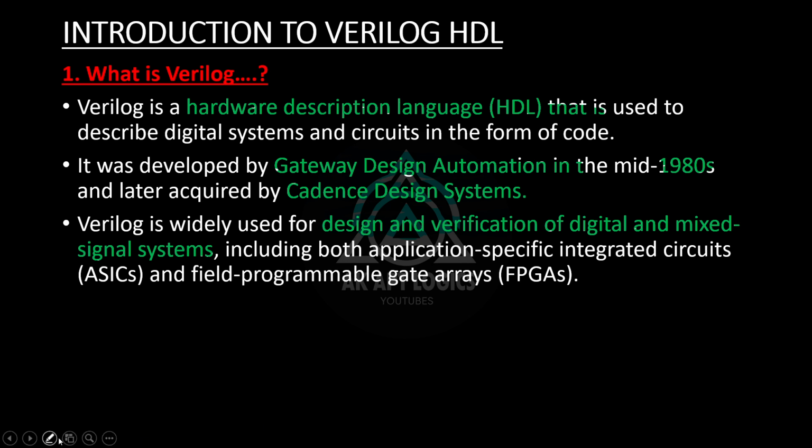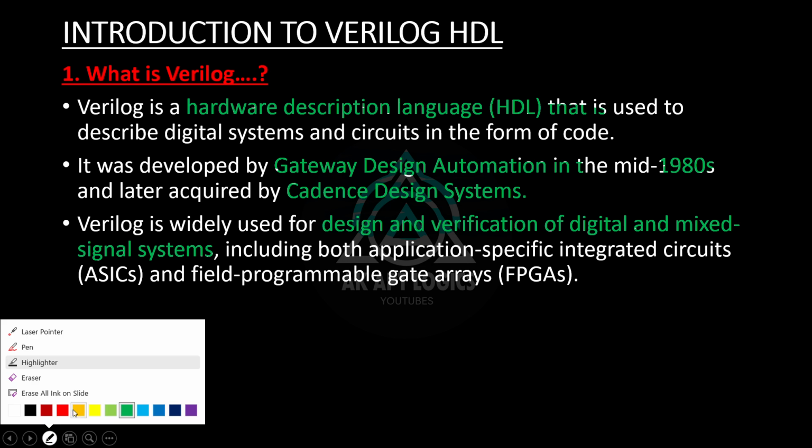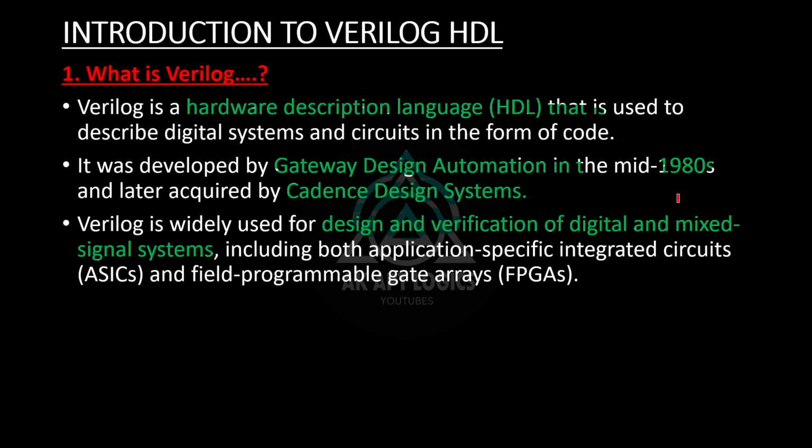Okay, digital in the sense of ones and zeros, right? Whereas mixed signal means a combination of both digital and analog signals, including ASIC. ASIC means application specific integrated chips, which means we are going to design ASIC chips. ASIC chips are nothing but their functionality will be fixed.